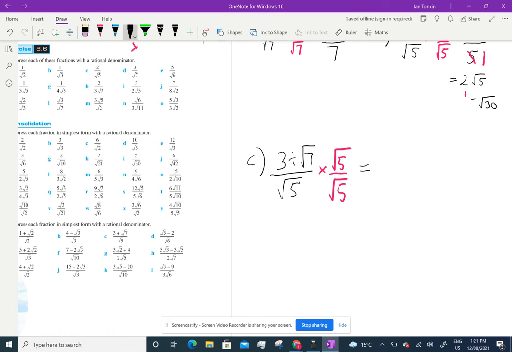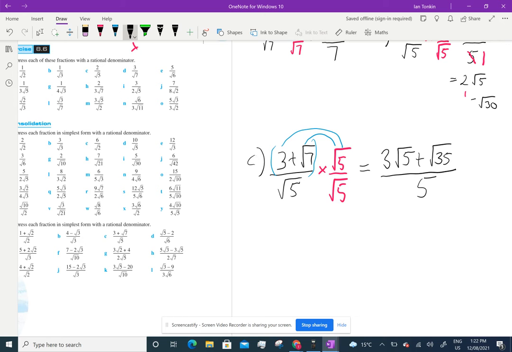Now on the top, you've got to remember that you're multiplying everything here. So this is like a binomial expansion. I've got to do 3 times that and root 7 times that. So I'm going to get 3 root 5. And root 7 times root 5 is root 35. On the bottom, I get 5.